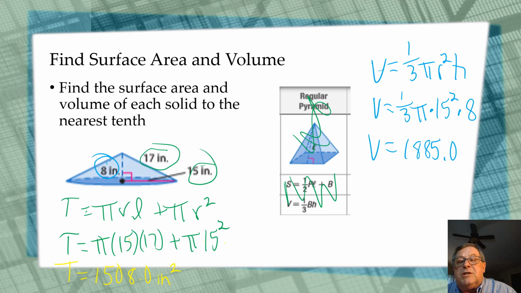We're rounding to the nearest tenth, and let's see. So I've got square inches times 8 inches again, and that's going to be inches cubed, cubic inches, 1885 cubic inches. Shazam! These are fun. Recognize your object, which I didn't do. I thought it was a regular pyramid when I first looked at it until I saw that circular base. So it's got to be a cone.